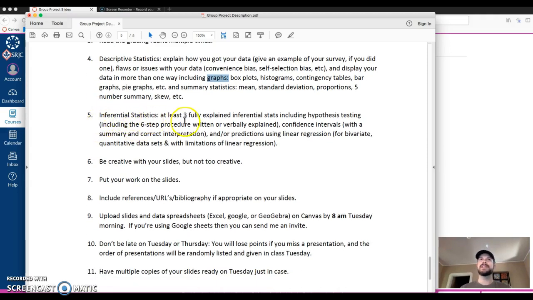For the inferential statistics, I want at least 3 fully explained inferential statistics statements, and these include hypothesis tests, confidence intervals, and linear regression. It doesn't have to be 3 different ones. You could do 2 hypothesis tests and a confidence interval, or 2 hypothesis tests and linear regression, but I don't want you to do 3 of the exact same thing.